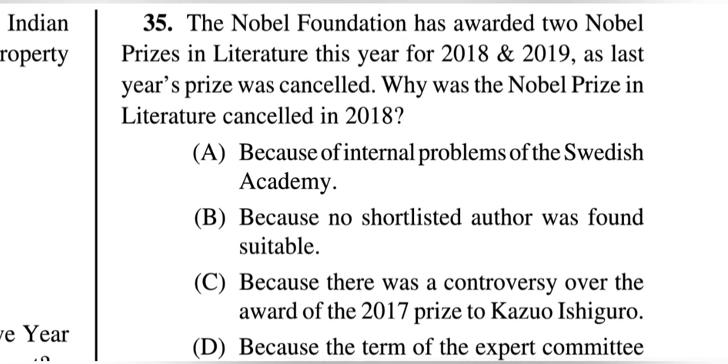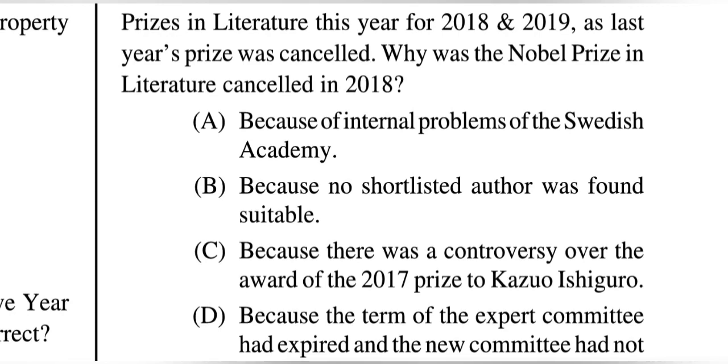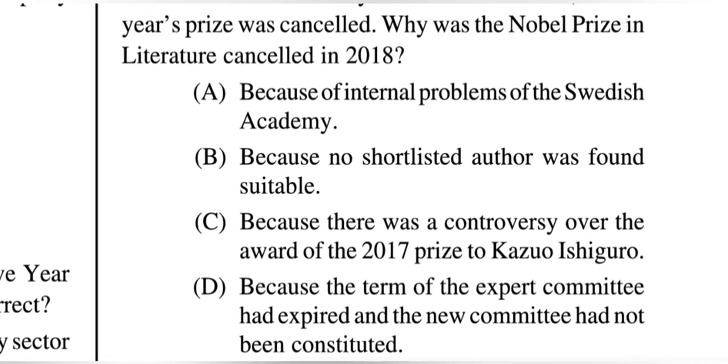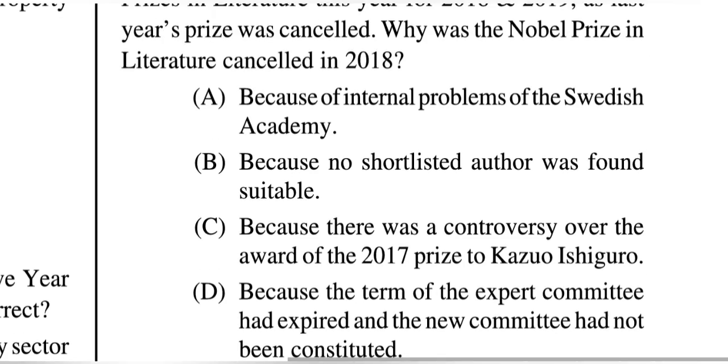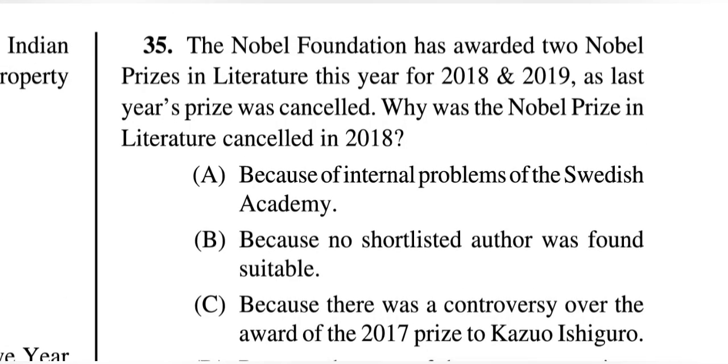Because of internal problems of the Swedish Academy. Number B, because no shortlisted author was found suitable, because there was a controversy over the award of the 2017 prize to Kazuo Ishiguro, and because the term of the expert committee had expired and the new committee had not been constituted. According to me, as far as I am informed, there were some internal problems of Swedish Academy. They had some kind of sexual harassment issues for which they stopped the announcement of Nobel Prizes.